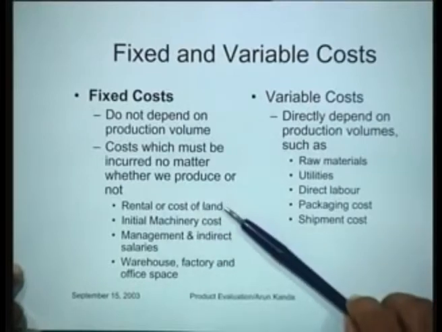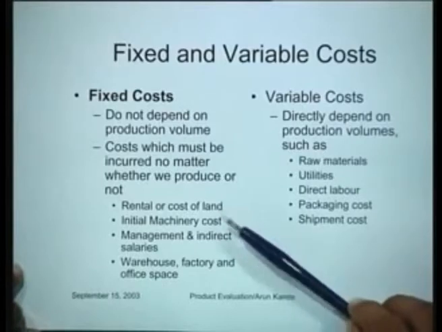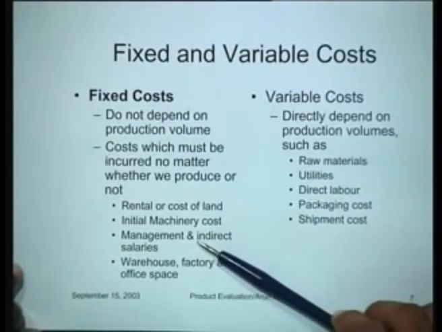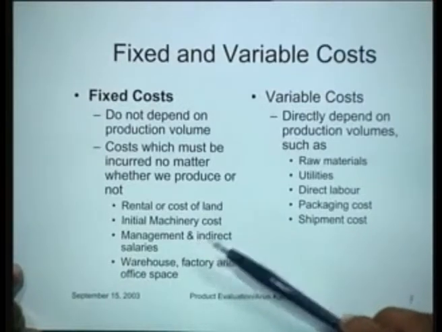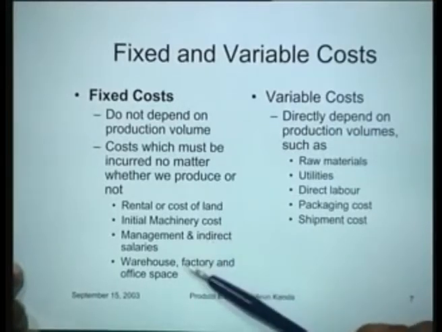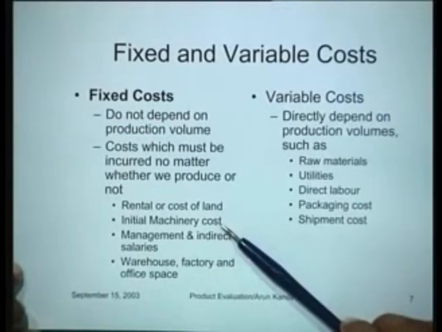Some typical examples of these costs are rental or cost of land, the initial machinery cost, the management and indirect salaries, the warehouse, factory and office space. Costs for these will typically depend upon what we call fixed costs.